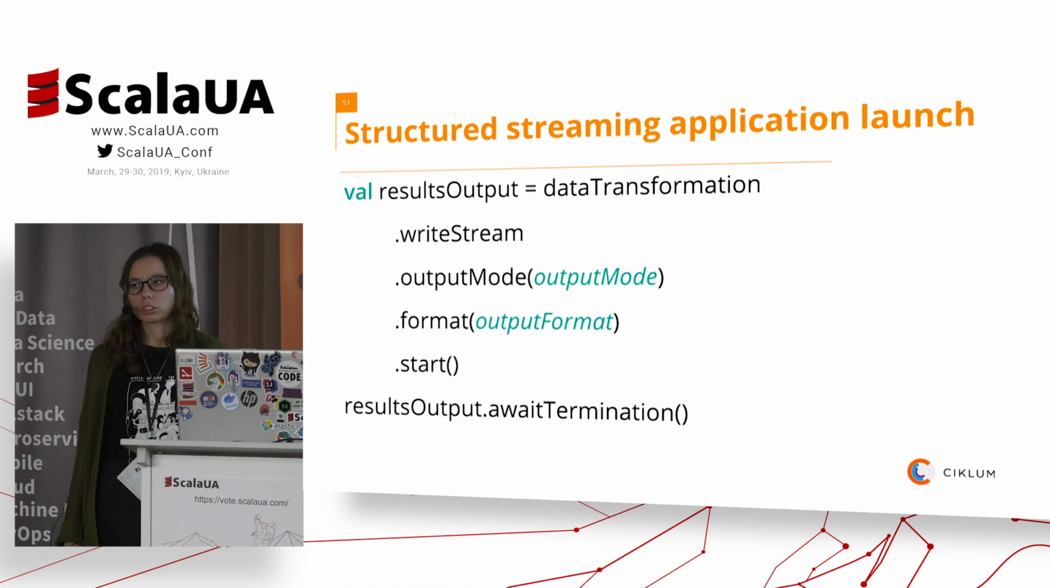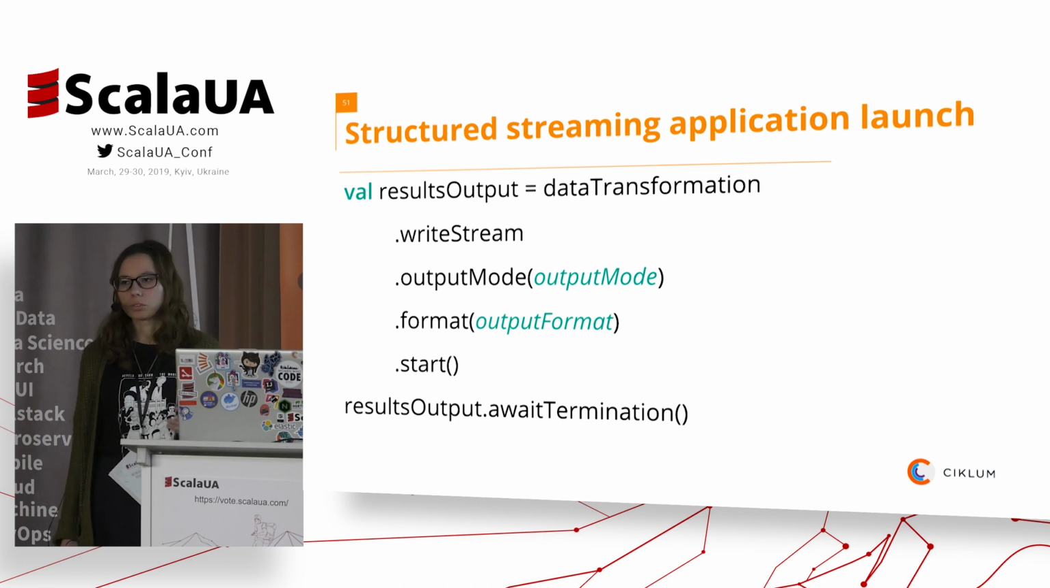To launch a Spark structured streaming application, we have to run the same start and await termination methods. But as well as that, we need to define where we would write our data. It's defined by the format. It can be a console for debugging, a file, or some more complex thing. We also need to define the output mode. As I showed before, we have append, complete, and update. And for each kind of transformation, we would have a different result.